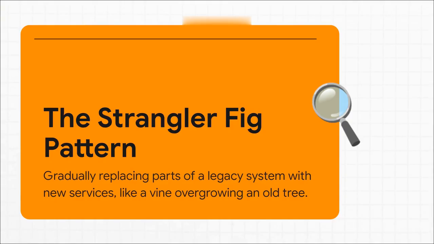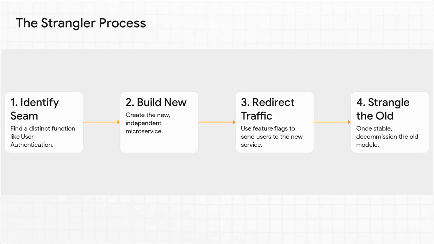In a rainforest, a strangler fig starts as this tiny little seed on an old tree. Over time, it grows its own vines, wraps them around the host tree, and puts down its own roots. Eventually, the old tree inside just fades away, leaving the strong, healthy new tree in its place. We're going to do exactly that, but with our code. So, how does this actually work? It's a pretty straightforward, repeatable process.